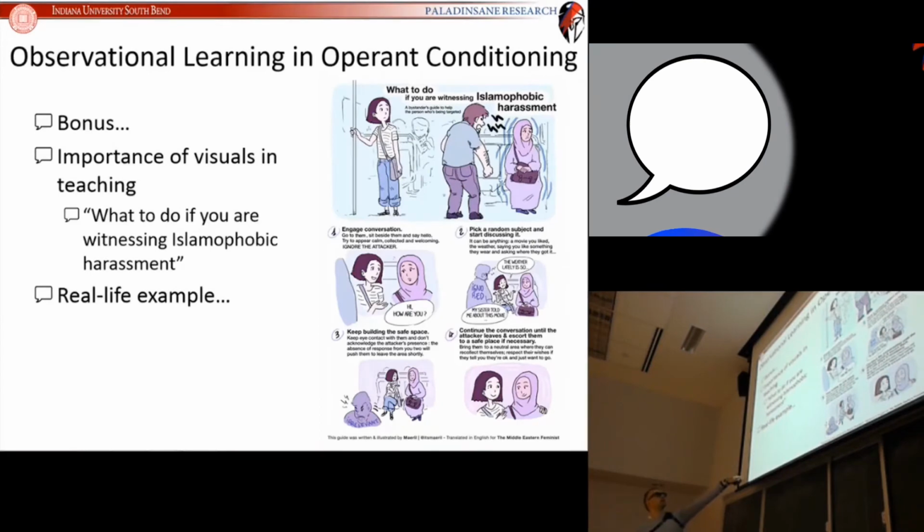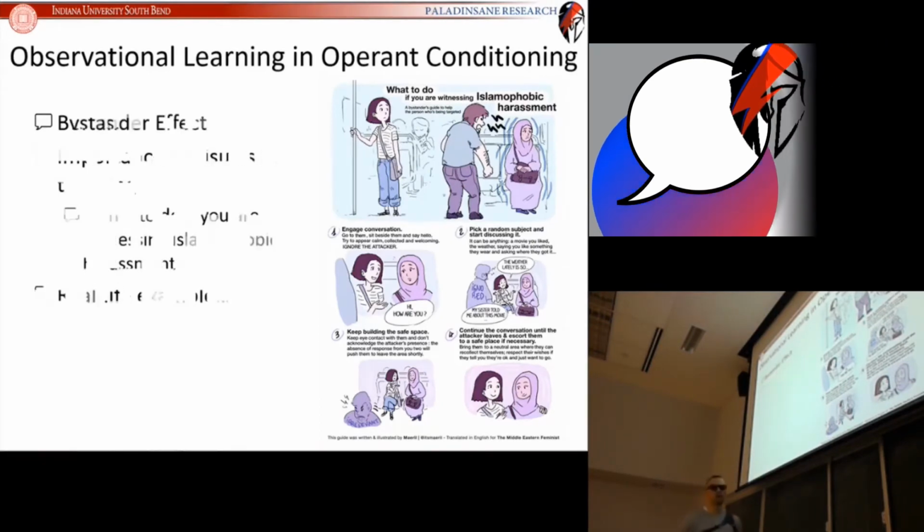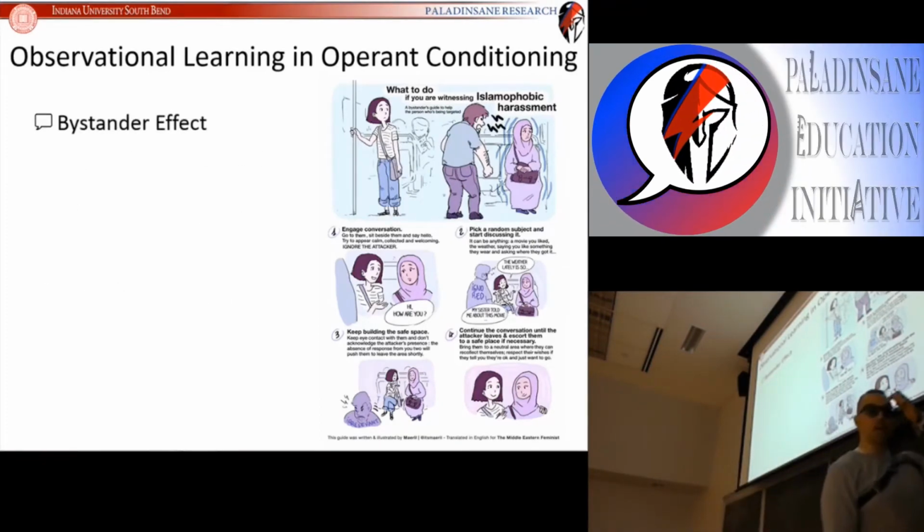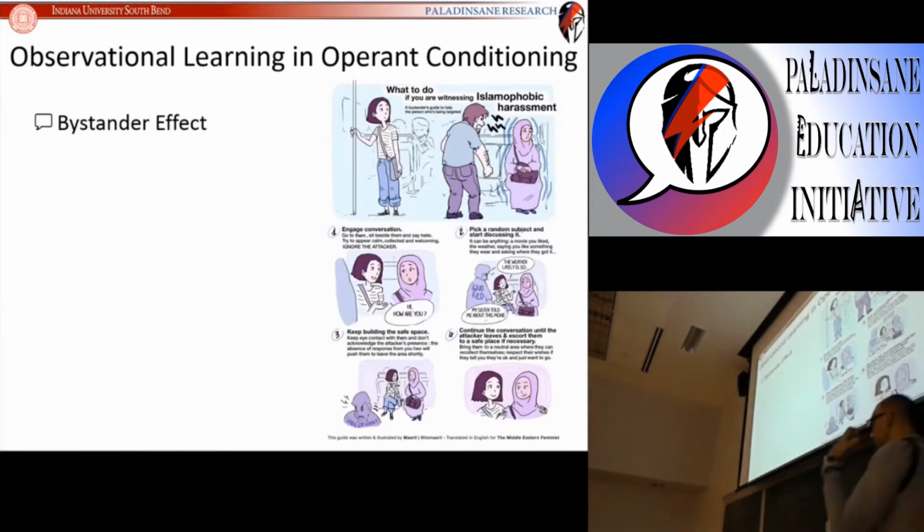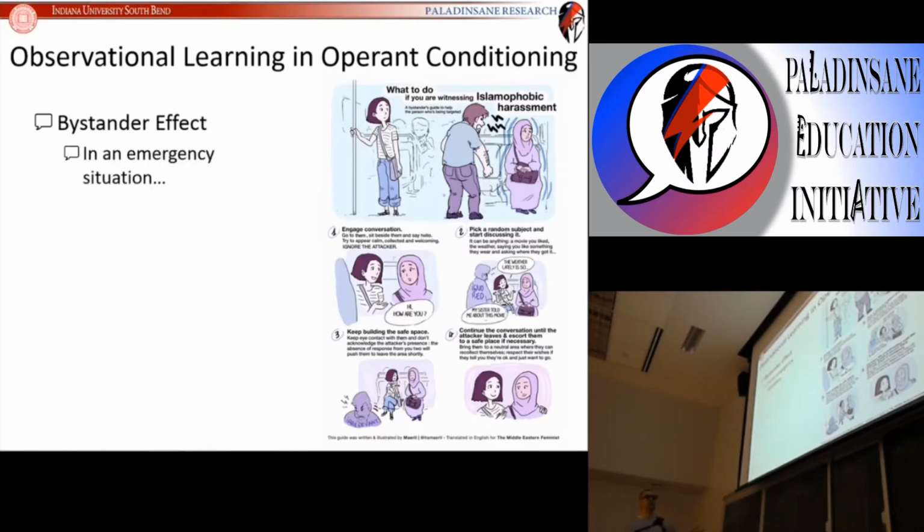All right, so that was a real life example. So the last thing we're going to do with observational learning is a bit of a challenge, and this is to use what we've learned to see if we can explain the bystander effect. So the bystander effect, you probably encountered this in your general psychology course.